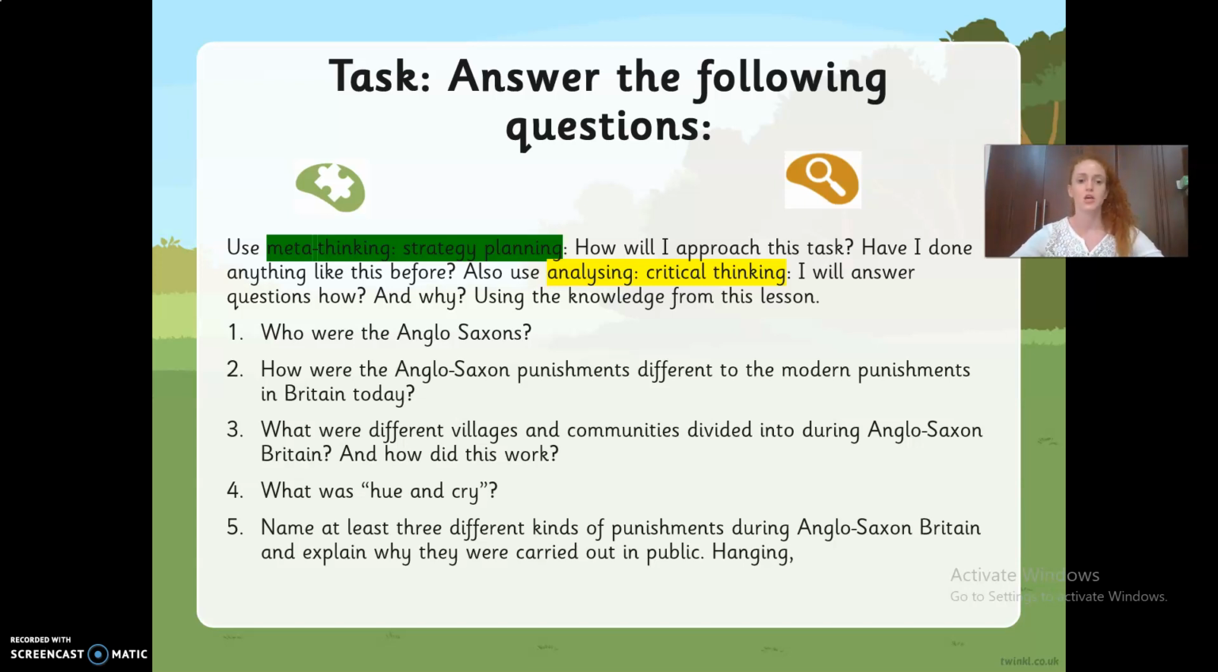All right. So guys, you have questions. Who were the Anglo-Saxons? How were the Anglo-Saxon punishments different to the modern punishments in Britain today? What were different villages and communities divided into during Anglo-Saxon Britain, and how did this work? What was hue and cry? And name at least 3 different kinds of punishments during Anglo-Saxon Britain, and explain why they were carried out in public.